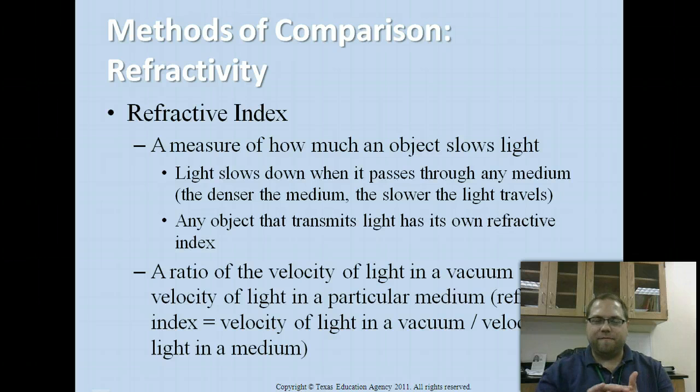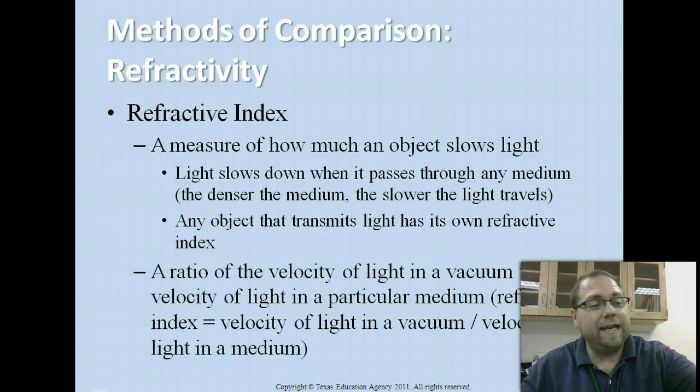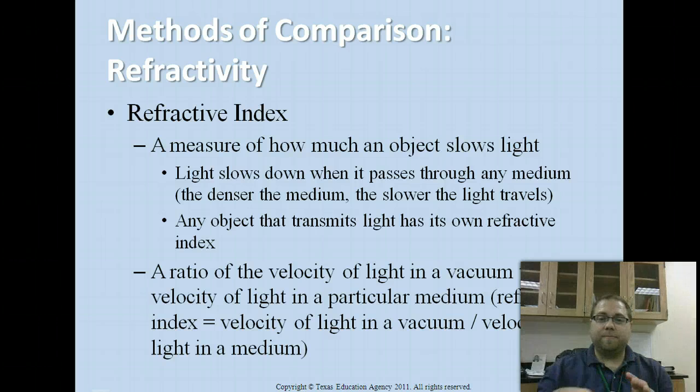Refractive index. This is very important that you know refractive index. This measures how much an object slows light down. Anytime light goes through something, even if it's clear, it slows it down a minuscule amount. Okay? And so that changes the way that you can see that light through it. And so everything that light can go through has its own refractive index. And refractive is kind of like the light bouncing off of it.